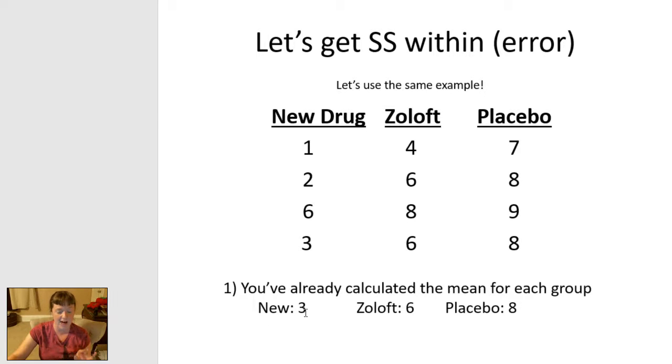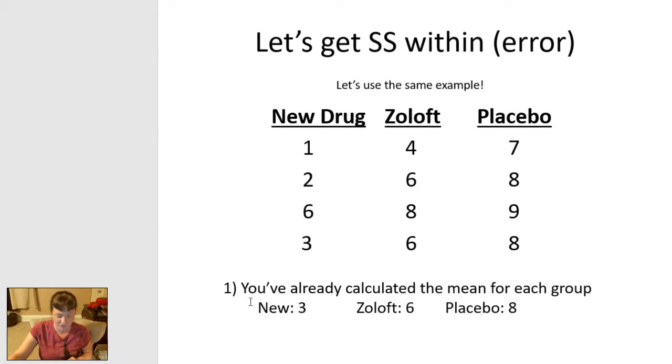Where the new drug group had an average of 3, right? And the Zoloft group had an average of 6. And the placebo group had an average of 8. All we're doing now is seeing, are these averages different from each other? We know that at least one of them is going to be different from at least one other. That's what the F test told me. When we do our follow-up T tests, at least one of those T tests is going to be different.